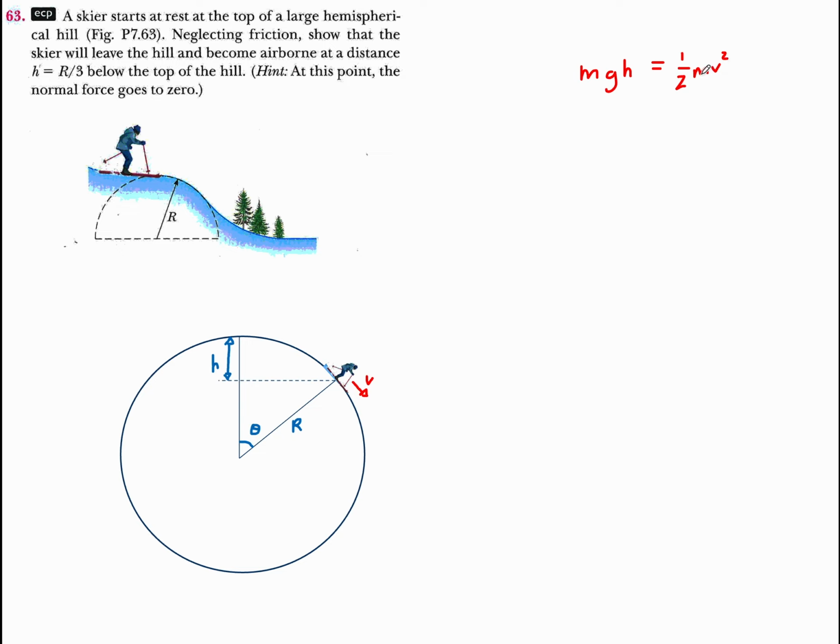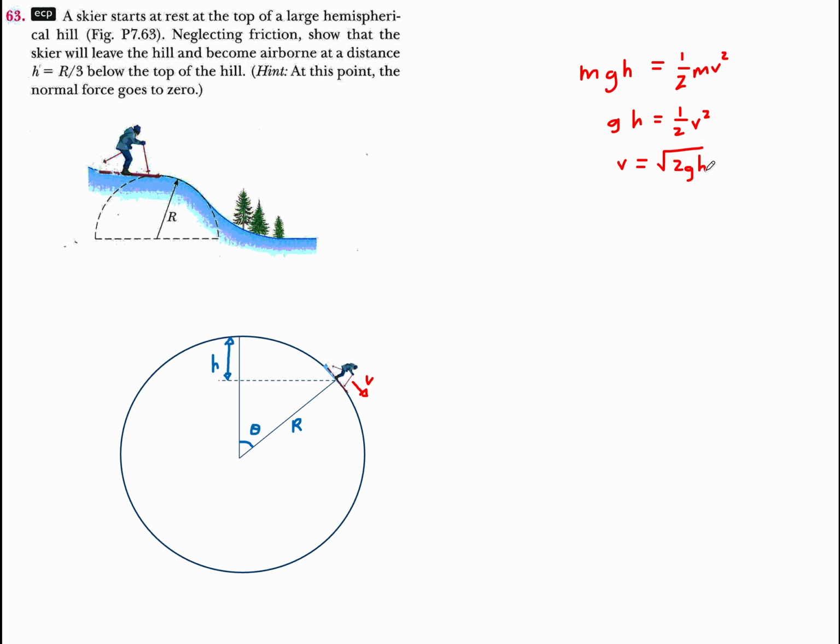And we can very quickly get rid of mass, and so we get gh equals 1/2 v squared. And just rearranging a little bit, we can very quickly get that v is going to be equal to the square root of 2gh.